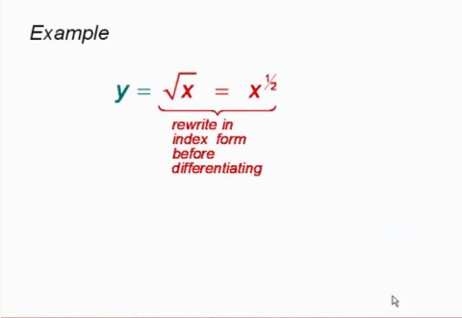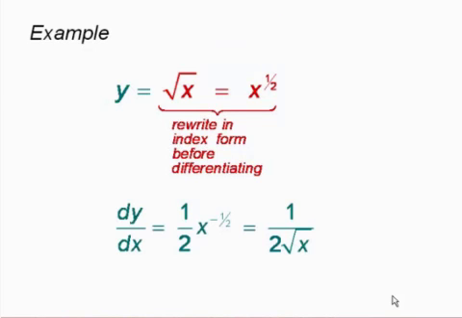Let's look at this function, y equals the square root of x. We express y equals the square root of x as an index, so we write it as x to the half. And we always do this before we differentiate. Now, proceeding with the differentiation, dy/dx will be a half x to the minus a half, because here n is a half, so n minus 1 is a half minus 1, which is minus a half. So our final answer is 1 over 2 square root of x.